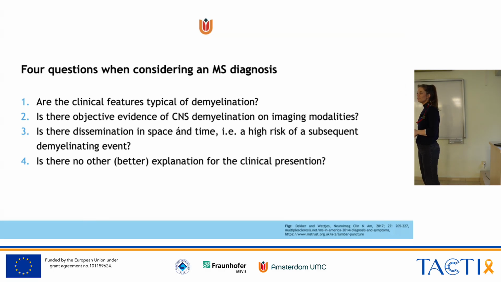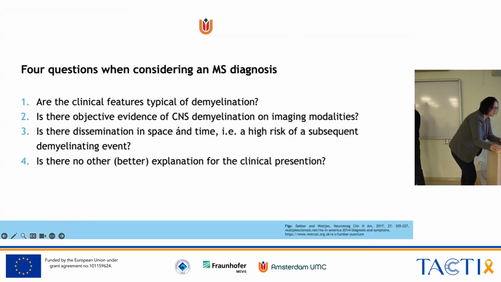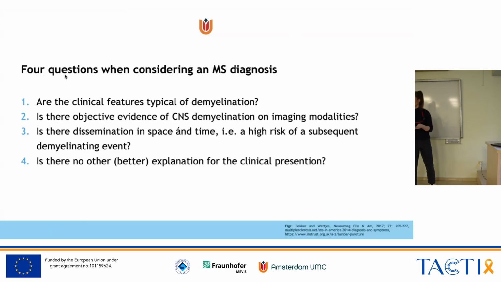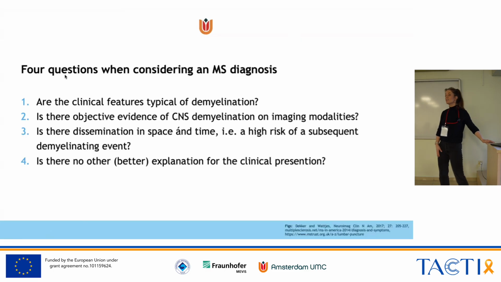Who remembers the 5 localizations from yesterday? Juxtacortical, yeah. Only 4 to go. Spinal cord, yeah. Optic nerve, infratentorial. And the most common? Periventricular, yes, that's correct.